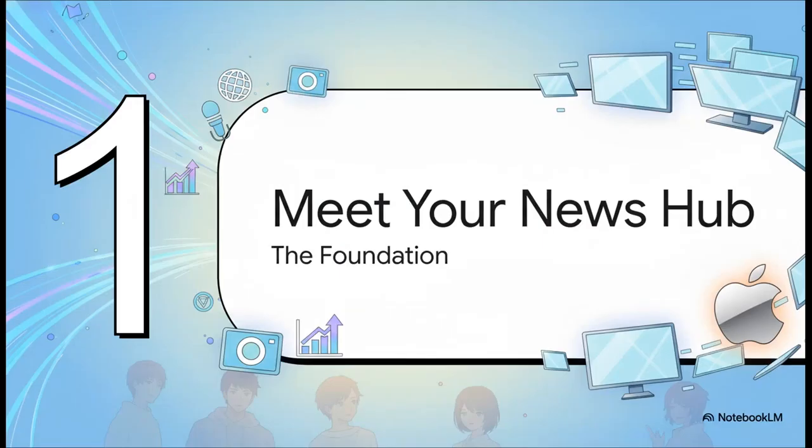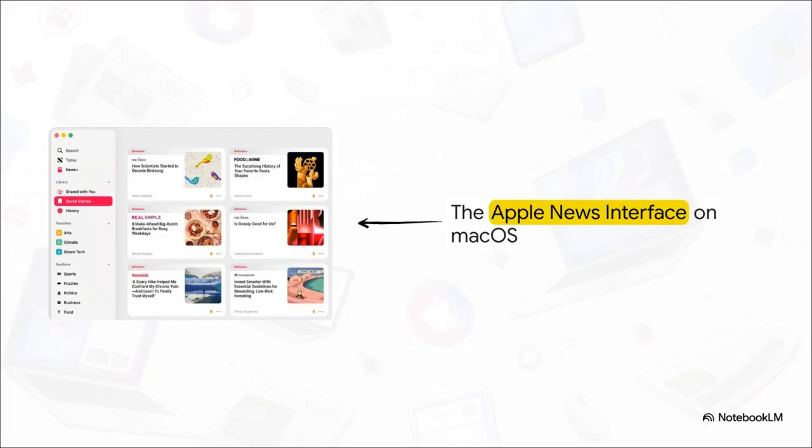All right, let's start right at the beginning with Section 1, Meet Your News Hub, the foundation. Now, if you haven't used it much, you might actually be wondering, wait, where even is this app? Well, you can easily launch it from the dock at the bottom of your screen or dive into your Applications folder. But actually, my absolute favorite way to do this, and honestly the fastest if you're trying to save time, is just hitting Command plus space on your keyboard. That pulls up Spotlight Search. You just type news and boom, you are immediately in the app and ready to roll.